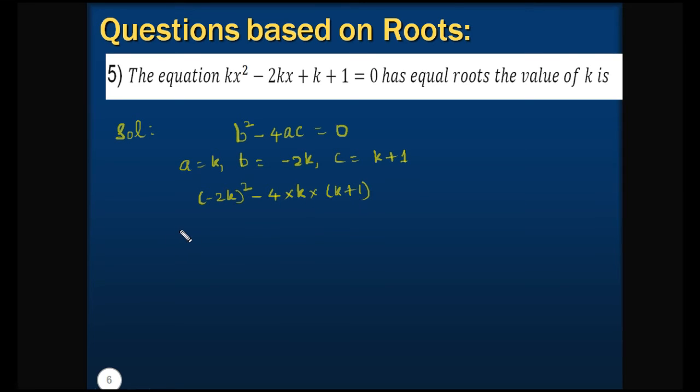Let us simplify further. So this will be 4k square, and here it is minus of 4k into k plus 1, which is k square plus k. This is equal to 0, right? So this will be equal to 4k square minus 4k square minus 4k. This is equal to 0. So here we can cancel out 4k square and 4k square. Which implies 4k is equal to 0, that is nothing but k is equal to 0. So when the roots are equal, we can equate the discriminant to 0, right?